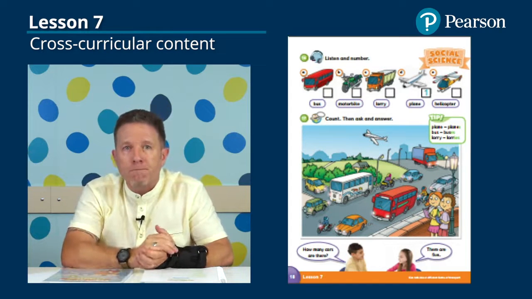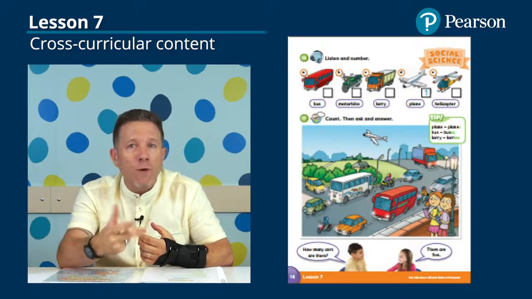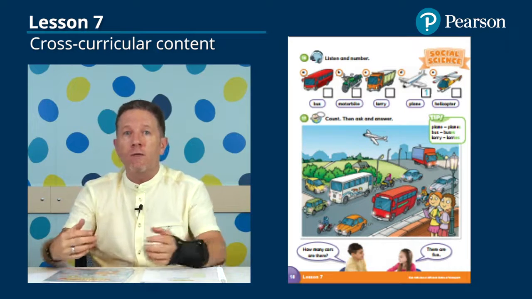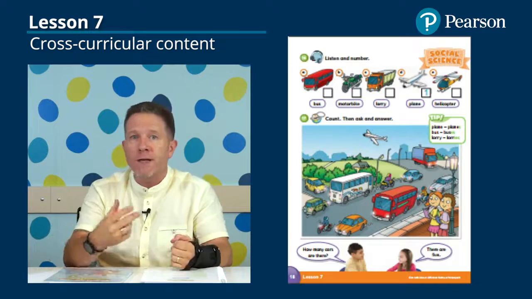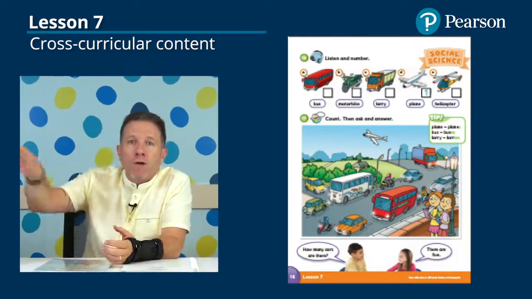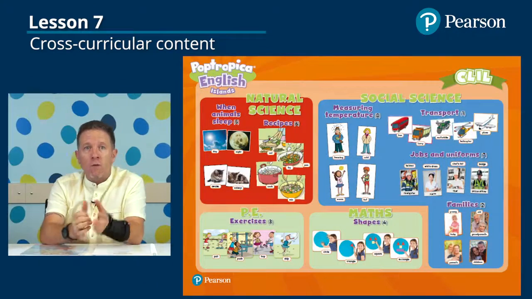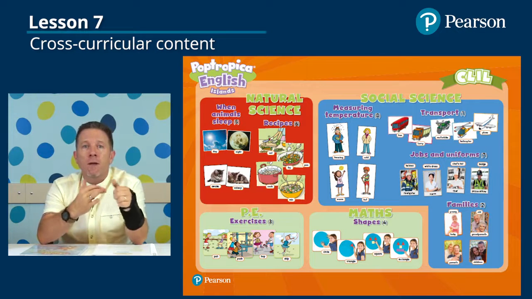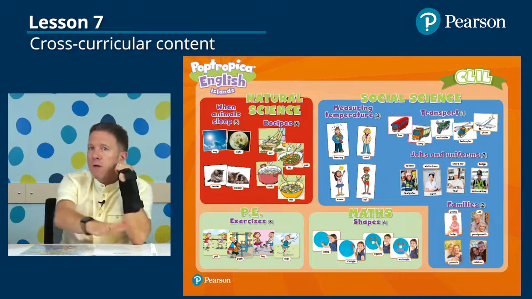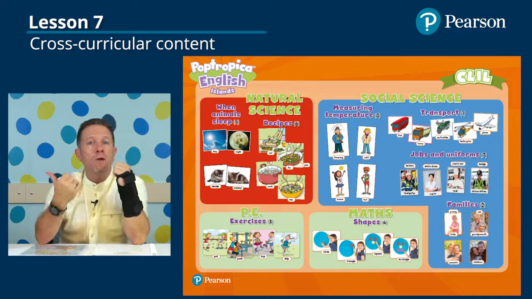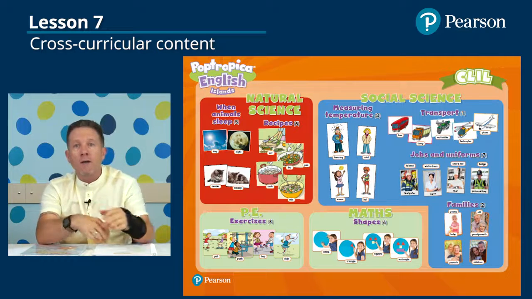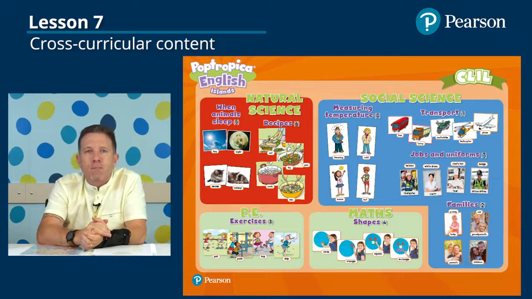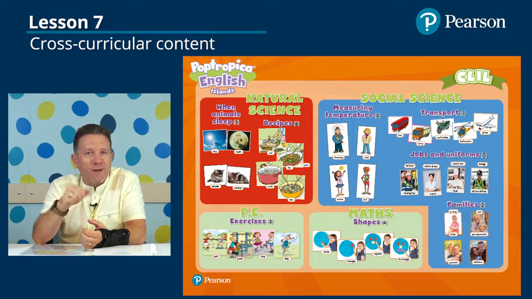Cross-curricular content. Target language is practiced and extended through a cross-curricular topic in English. The material in level 2 is related to natural science, social science, maths and PE. Check your teacher's book to see which cross-curricular topics arise in the other levels. You may have guessed that this is the CLIL section.